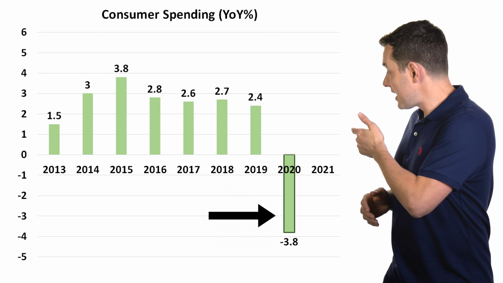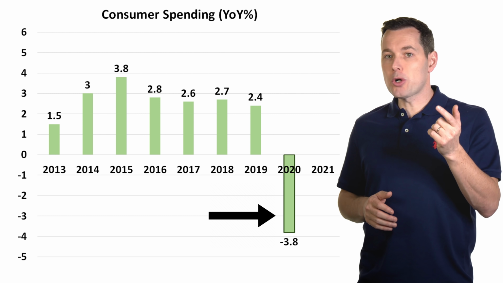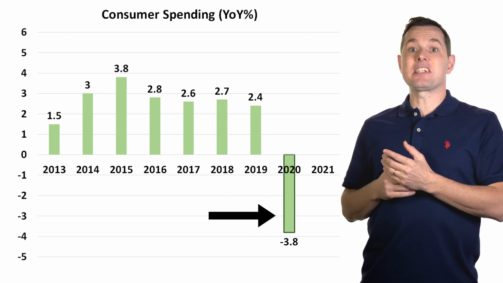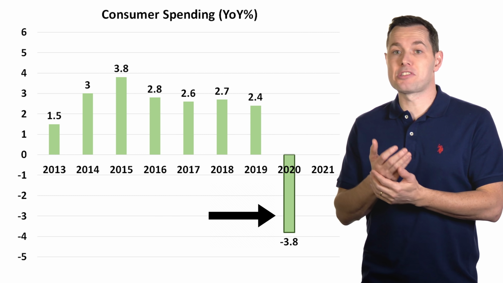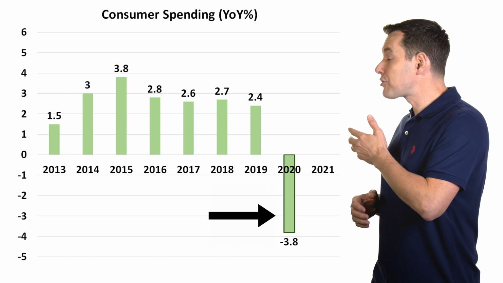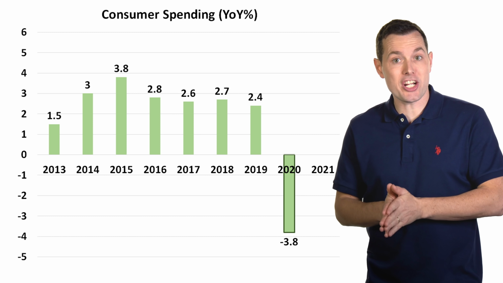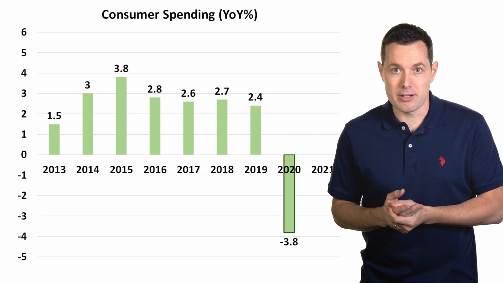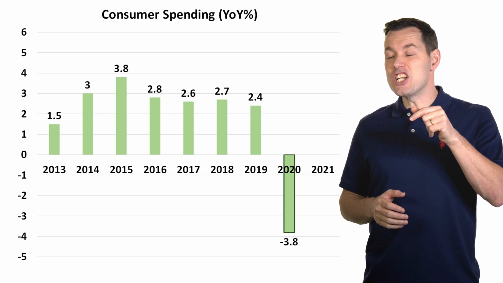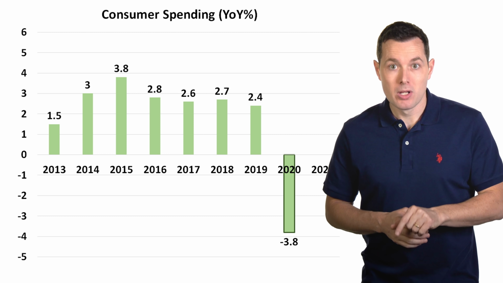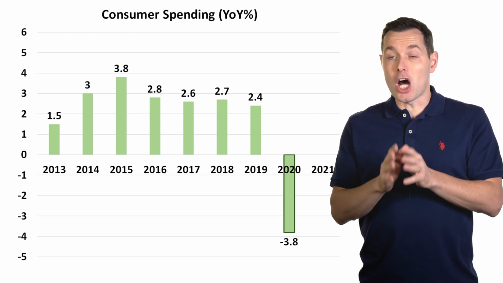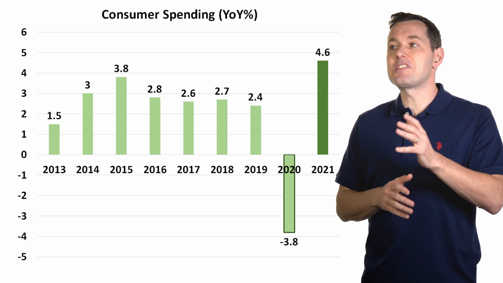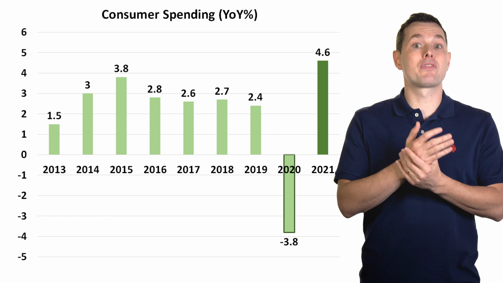And we can see that here in 2020, we're showing a negative number of 3.8%. Given everything that's happened in 2020, I'm sure this is no surprise to anybody. Technically, this 2020 number is still a projection since the fourth quarter of 2020 hasn't been reported yet. That's expected to be reported in January of 2021. The average economist for 2021 is projecting, on average, a 4.6% positive number for consumer spending.